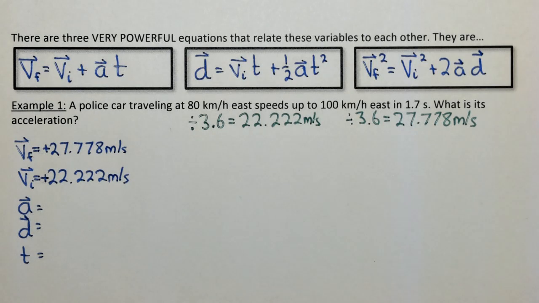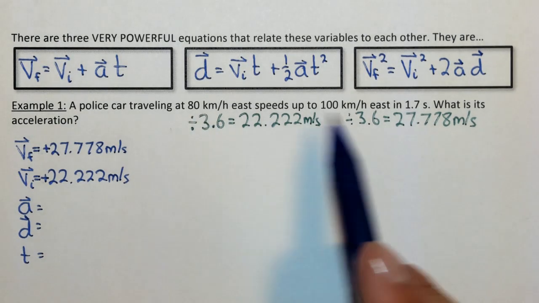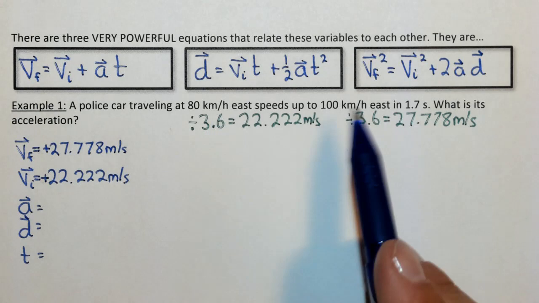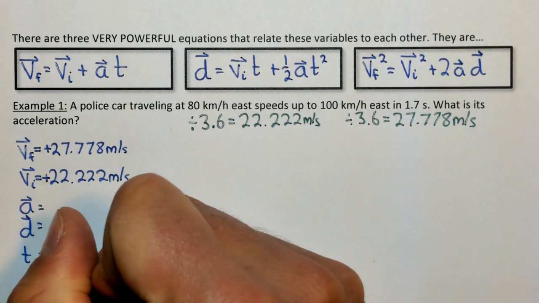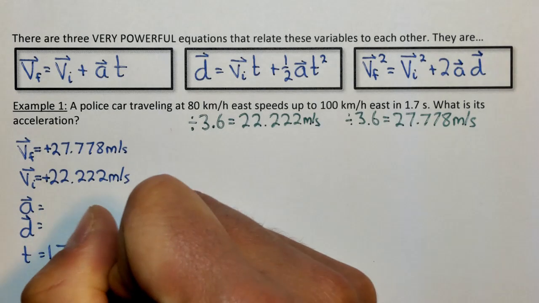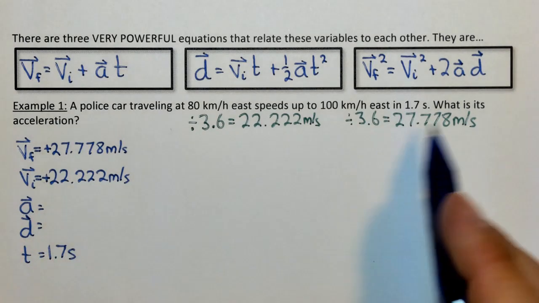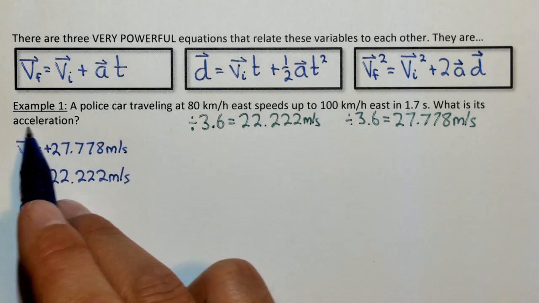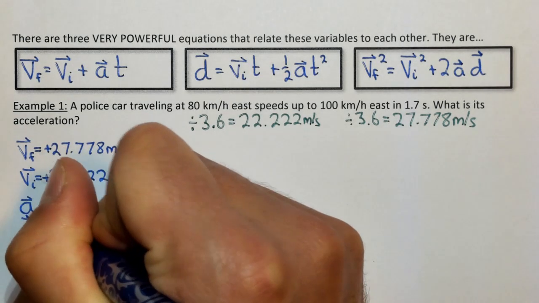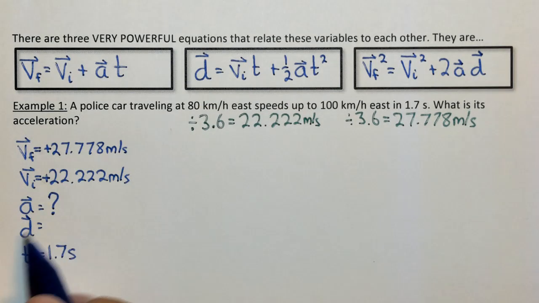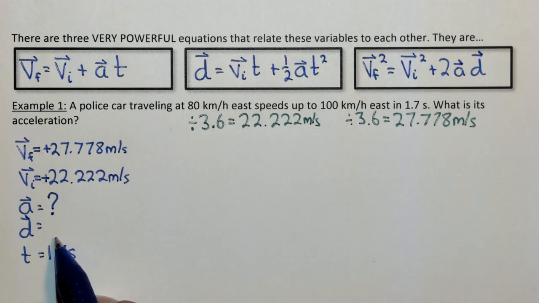To go from this initial velocity to this final velocity takes 1.7 seconds. So that's our time. And we are trying to find the acceleration. So I'm going to put a big question mark beside acceleration. And you'll notice that D is sitting here by itself. We don't know what's going to go in there, but we're also not looking for it.